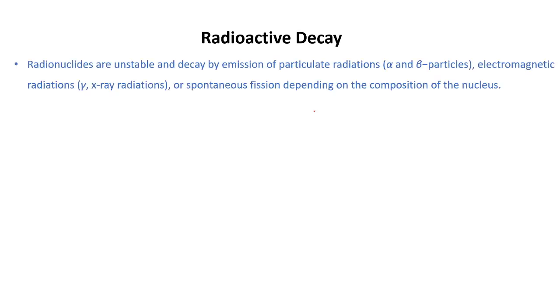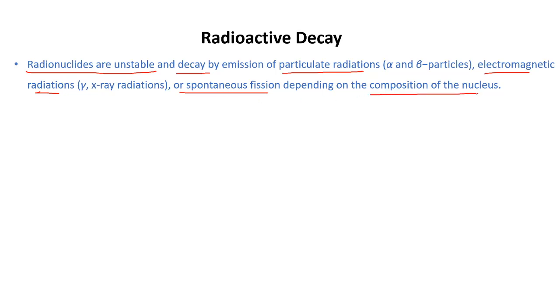Now let us move towards radioactive decay. As I have already mentioned, the radionuclides are unstable. So if they are unstable, what is their basic motto? Their main motto is to get to a stable state. And how do they get to a stable state? By decaying, emitting particulate radiation or electromagnetic radiation, or by spontaneous fission. Which process the radionuclide will decay through depends on the composition of the nucleus.